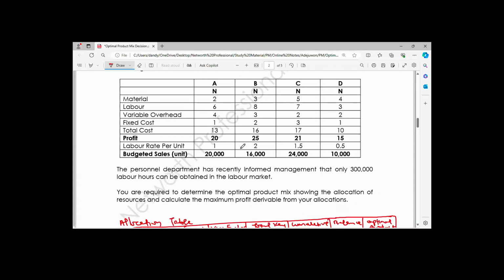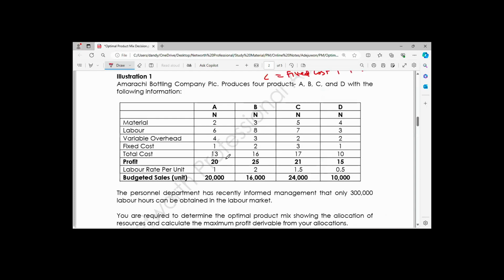Let's start small. Let's start from this illustration. Like I mentioned, we are going to solve about 4 illustrations. So if I'm able to complete 2 or 3 today, I'll be very happy. That means in our next class, we are going to complete this topic. All right then.